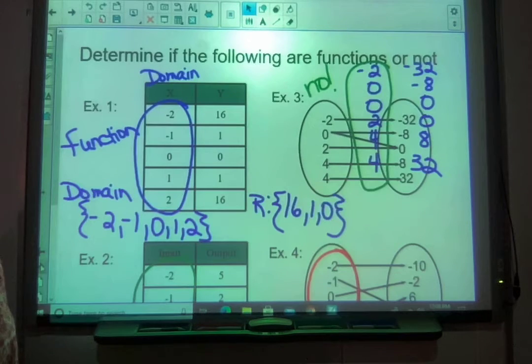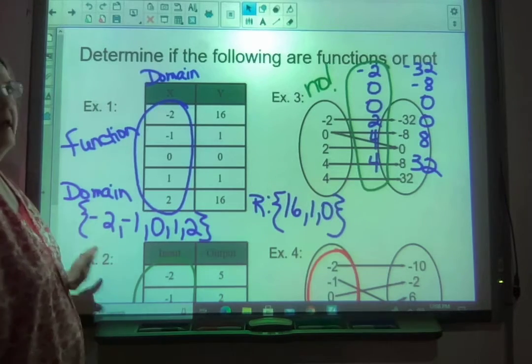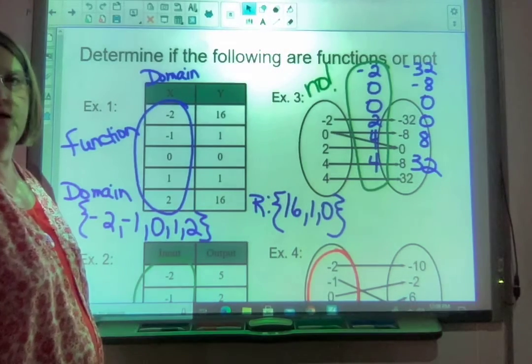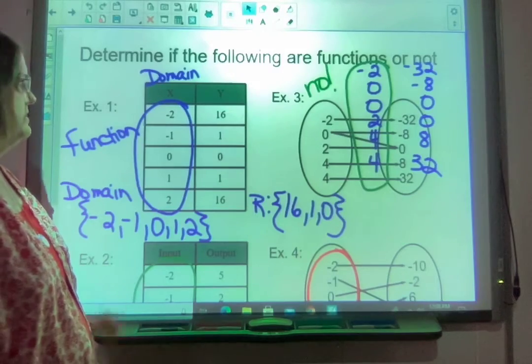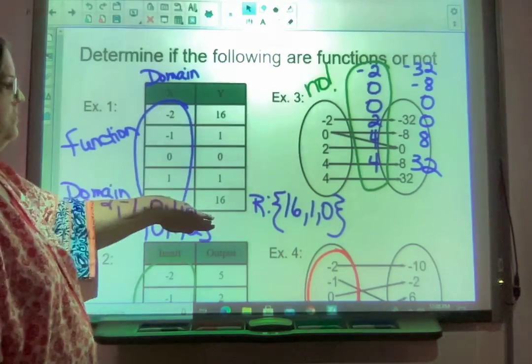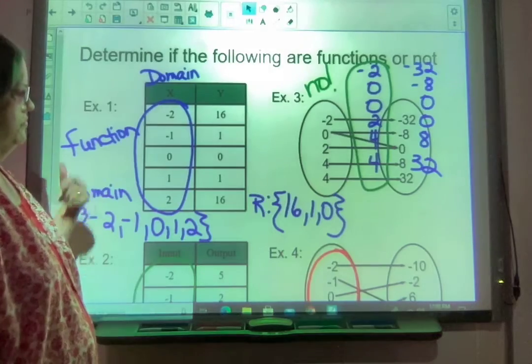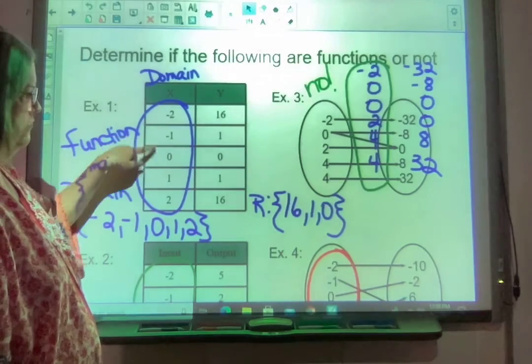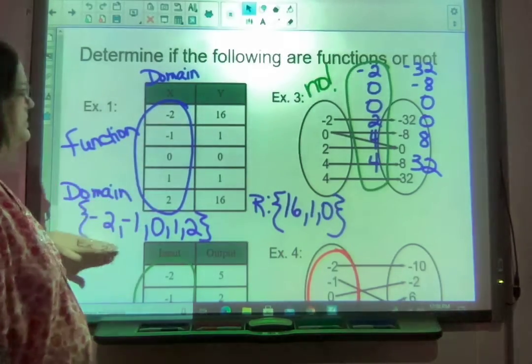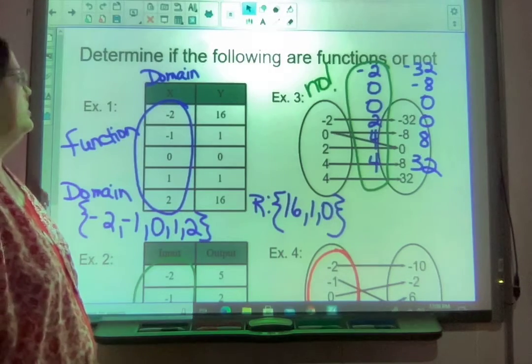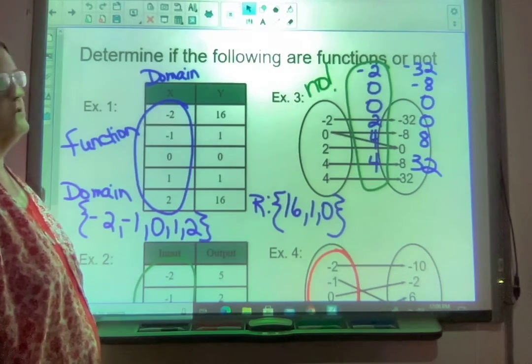So looking at these, if you saw this without all my handwriting on it, and I just don't have time to put all that on there, that's why I start this way, you would just see this table. What you would do, your domain is -2, -1, 0, 1, and 2, so you would just list it like that. Then you would decide whether or not this was a function.